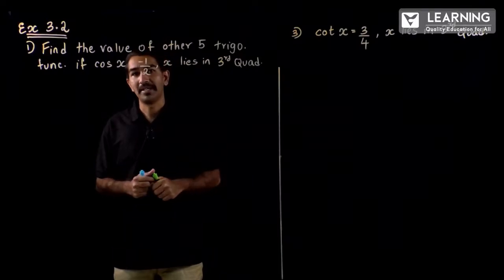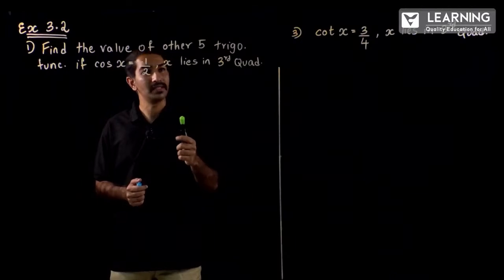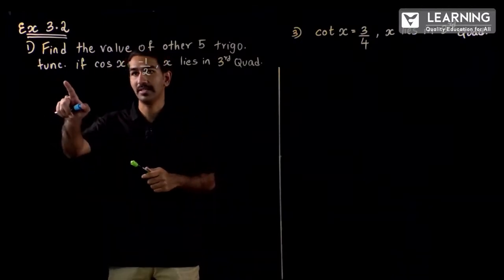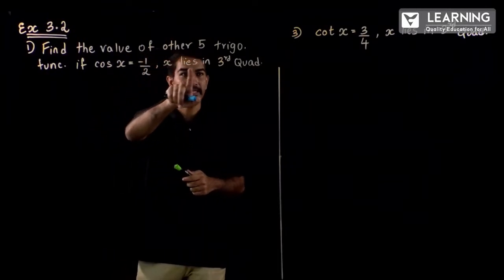Again solving the most important questions. The very first question we have here is: find the value of the other 5 trigonometric functions if cos x is equal to minus 1 by 2. So cos x value is given as minus 1 by 2. x lies in the third quadrant.